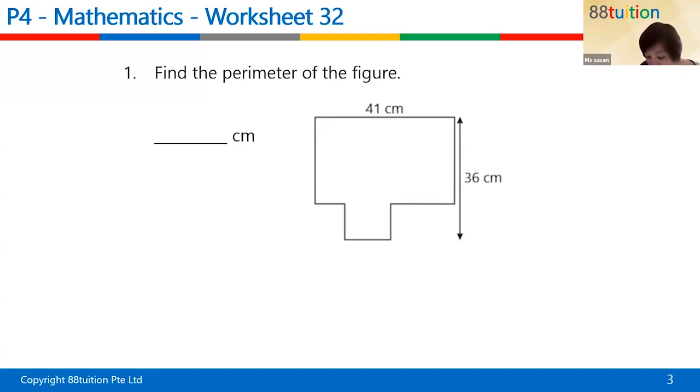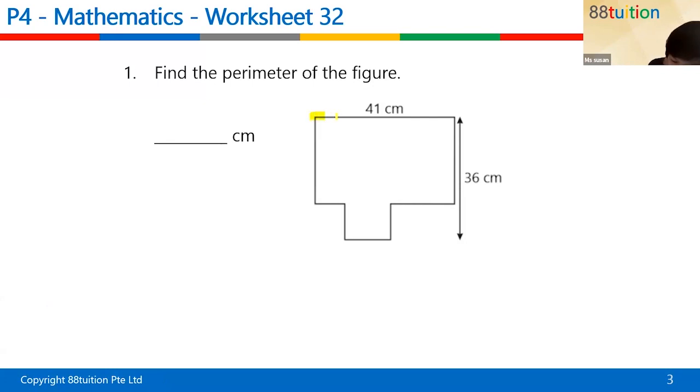Find the perimeter of the figure. You see, when you look at here, you will find that puzzle. Why do you say perimeter, but the shape is so odd? And then they don't have all the dimensions. Who says they don't have? They have. How are they shown here?